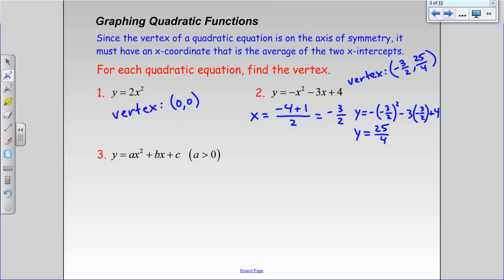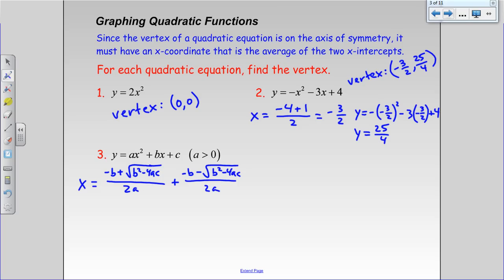Now let's look at the general form of a quadratic equation again, y equals ax squared plus bx plus c, where a is greater than 0, so that we can find some formulas for the coordinates of the vertex. In the case of the x-coordinate, we would average the two x-intercepts. Well, remember that the two x-intercepts were given from the quadratic formula as negative b plus the square root of b squared minus 4ac all over 2a, and negative b minus the square root of b squared minus 4ac all over 2a.